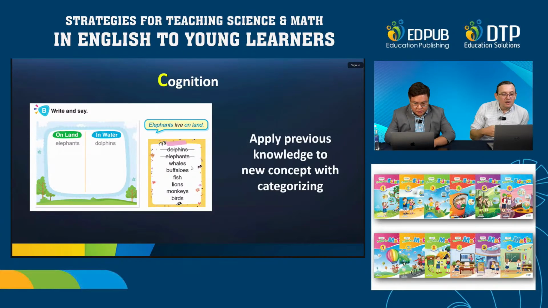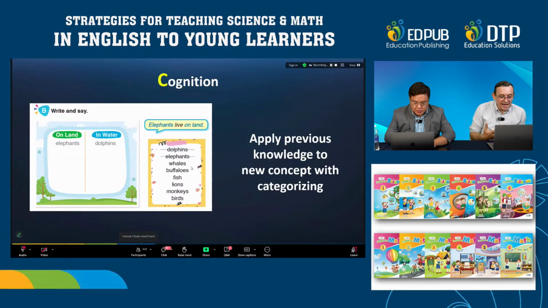So here we've got a categorizing activity. So students have to categorize these different animals, and also they're applying their previous knowledge. They've learnt about fish, lions, monkeys, and birds, and they have to put them into the new concept. So throughout the books, we try to use the categorizing and different scientific skills or mathematical skills as well.